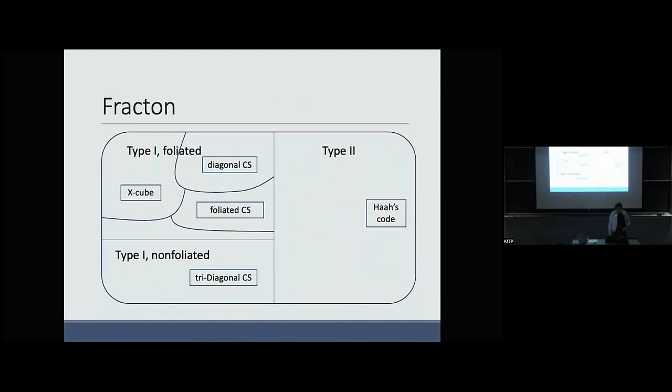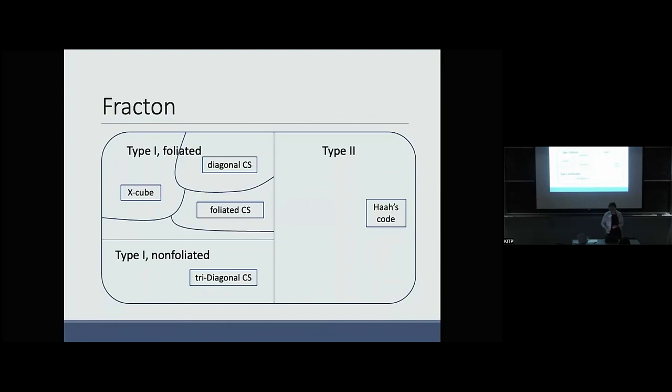So because of that, we see how this tri-diagonal Chern-Simons theory, even though it still doesn't have a fractal pattern, still belongs to type 1 fractal in that sense, but it's a very different type of fractal model compared to the diagonal Chern-Simons, the X-cube, and also the other foliated Chern-Simons theory that I showed you.